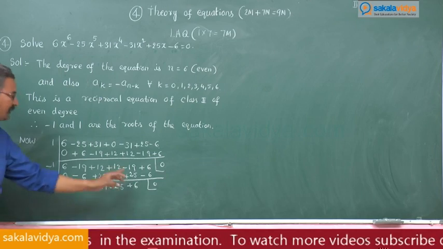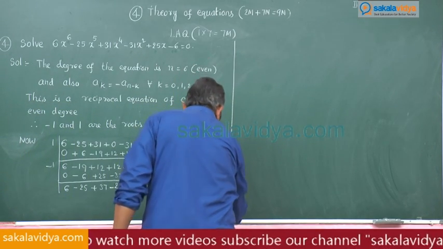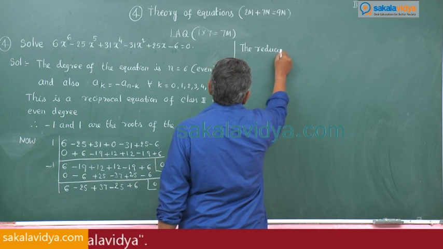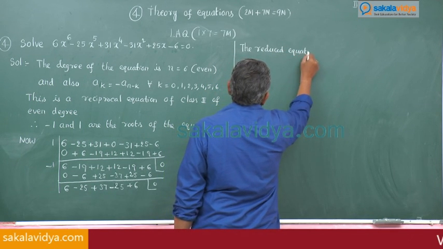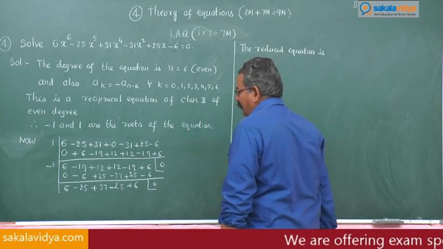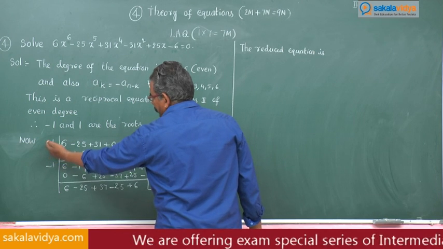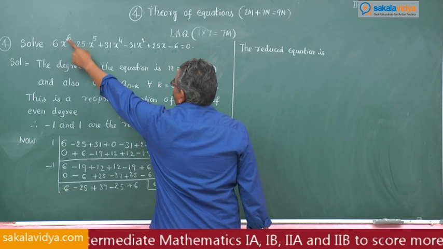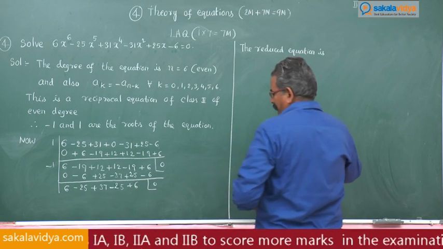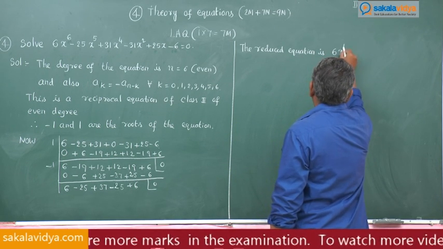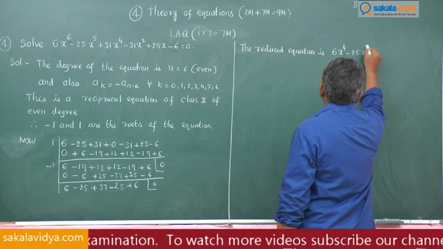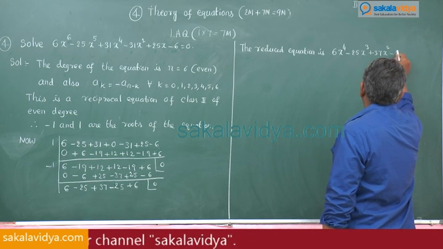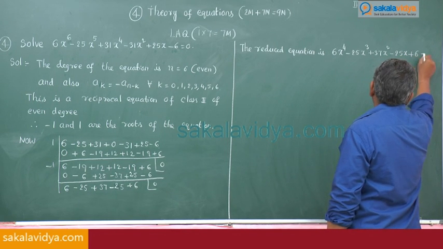Now this is the reduced equation. Now write out the reduced equation. The reduced equation is, so as we divided by x plus 1 and x minus 1, the degree will be reduced by 2, 6 minus 2 is actually 4. This is 6x to the power of 4 minus 25x cube plus 37x square minus 25x plus 6 is equal to 0.